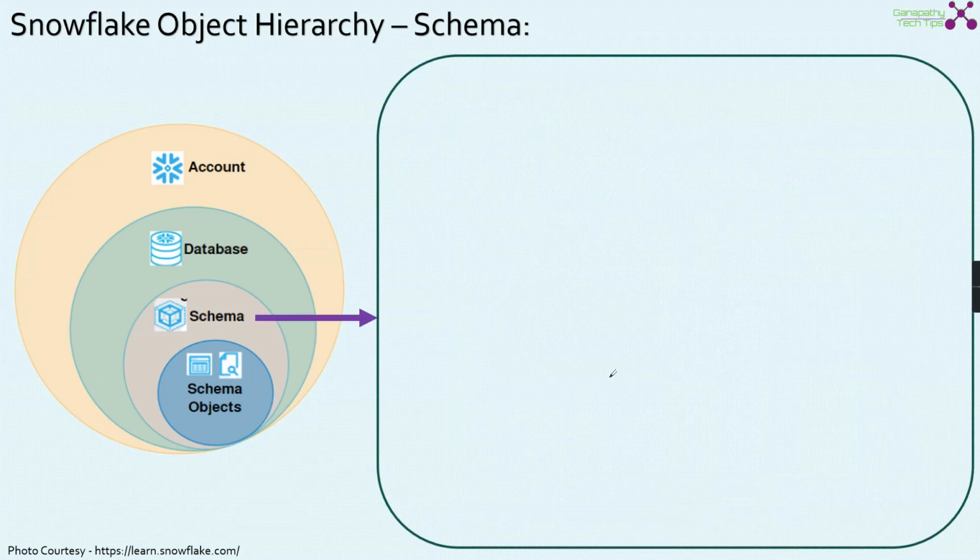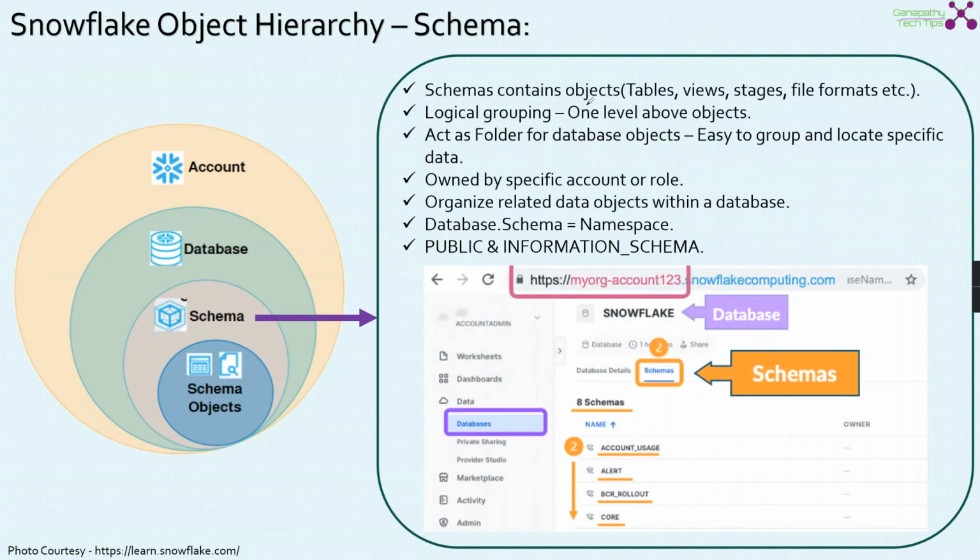Moving on to the third level of the hierarchy, which is the schema. A schema contains objects such as tables, views, stages, file formats, etc. This provides the logical grouping one level above the objects. As simple as it is, it is mainly used for grouping. It acts as the folder for database objects, making it easy to group and locate specific data. Meaning, if I have a specific set of data for a specific purpose, then I can create a schema for that set of data, which can be grouped into a common folder type of mechanism. That is the usefulness of the schema.